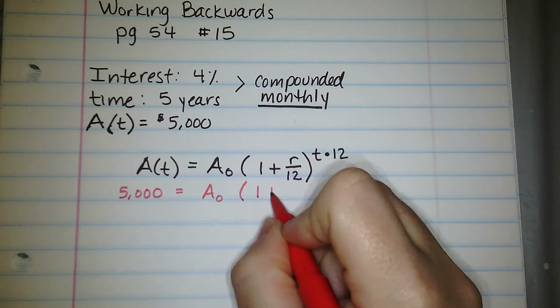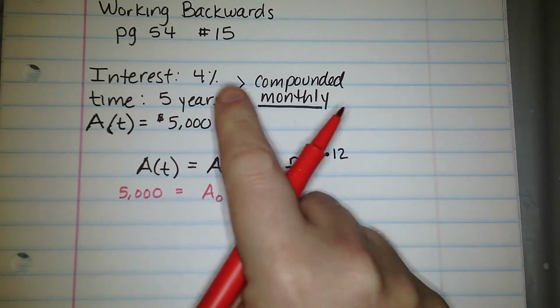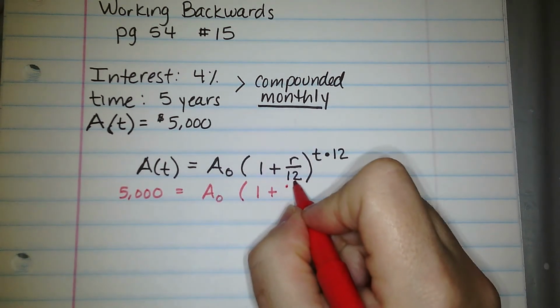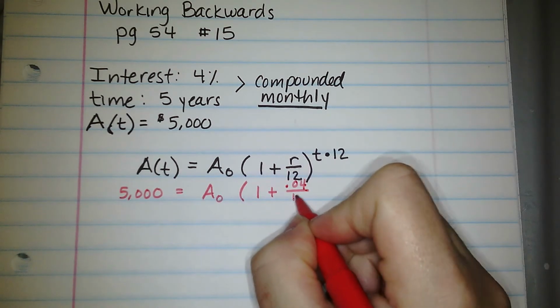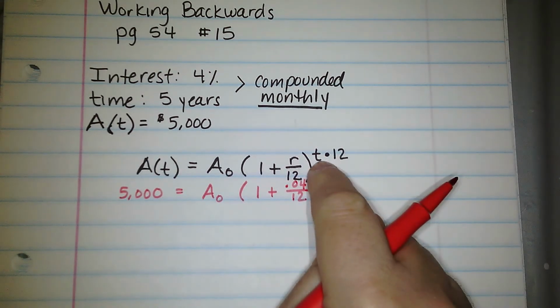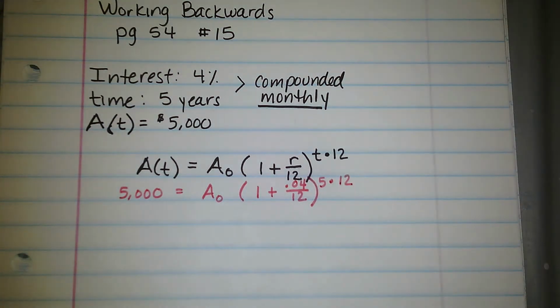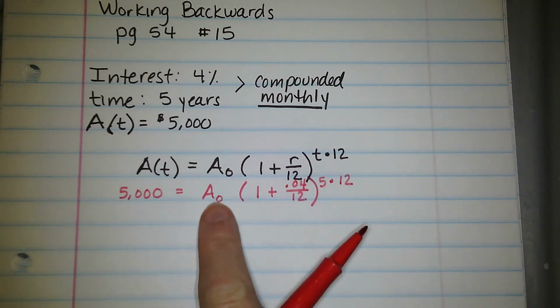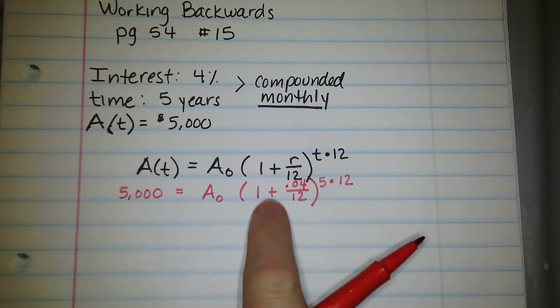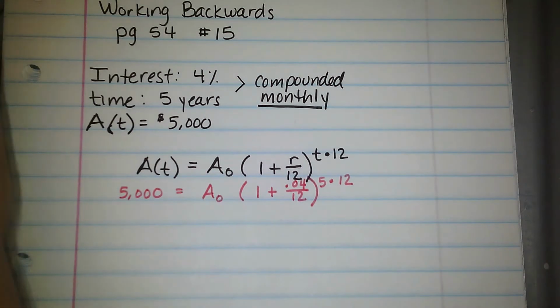This is 1 plus, the rate is 4%, so we're going to change that to a decimal, 0.04 divided by 12, and the time frame they wanted was 5 years, so we need 5 times 12. Okay, so we're solving for A naught. That's what we're looking for, the initial investment. So we've got to clean this up a bit.